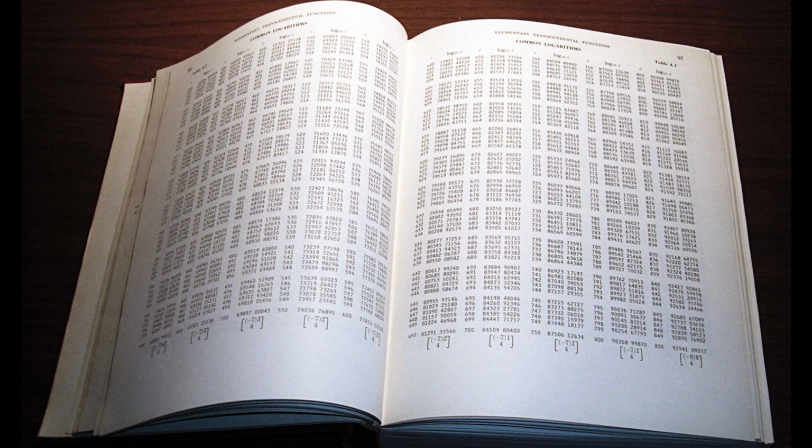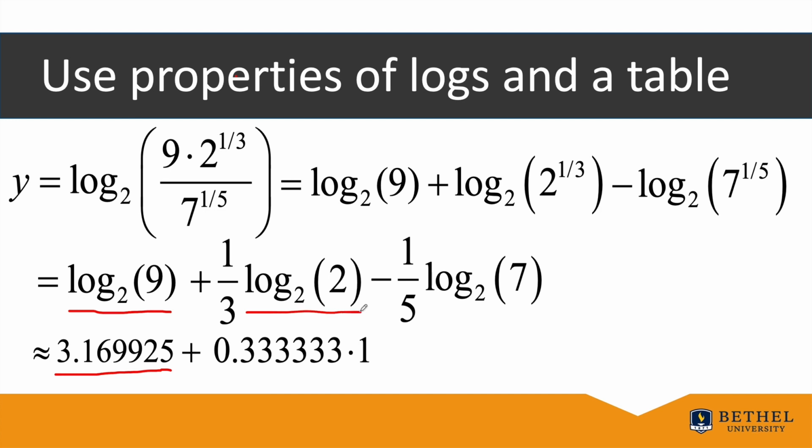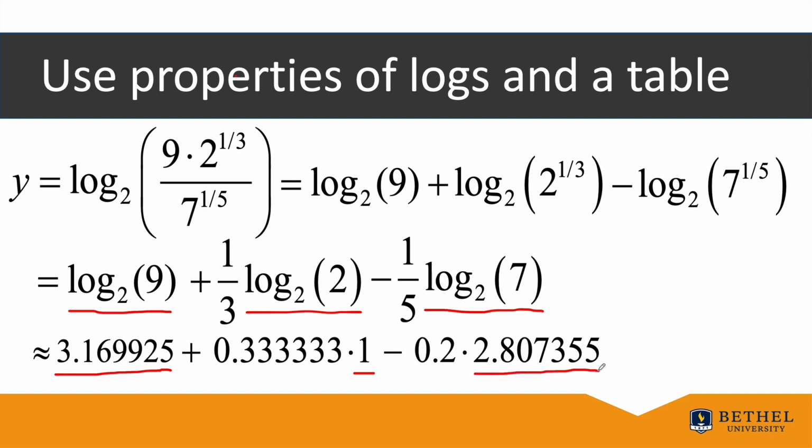At this point, a table of logarithms is used to look up values. Log base 2 of 9 is looked up to be about 3.169925. Log base 2 of 2 is simple, it's just 1. And log base 2 of 7 is looked up to be about 2.807355. We can then use simple arithmetic to find the final answer for y to be 2.941787. Note, however, that we still need to figure out what x is, the original number.